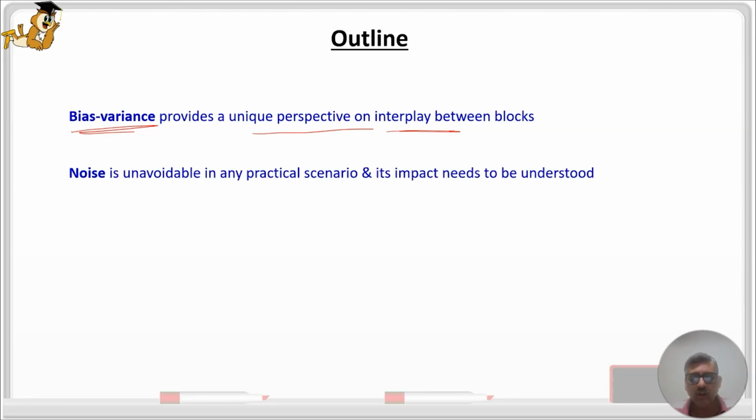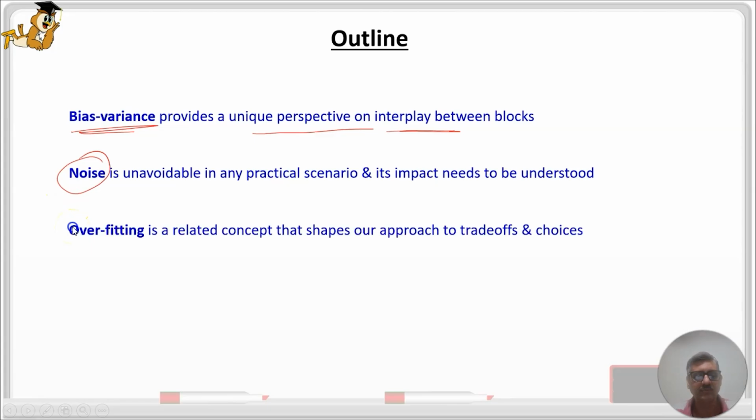We are also going to be talking about something called the noise, okay? Noise is an unavoidable factor in any practical scenario, okay, and therefore its impact needs to be understood. What is noise and how it impacts our calculations, okay? It is something that in practical scenarios cannot be avoided, and therefore it is important to study noise. We'll factor this into our calculations.